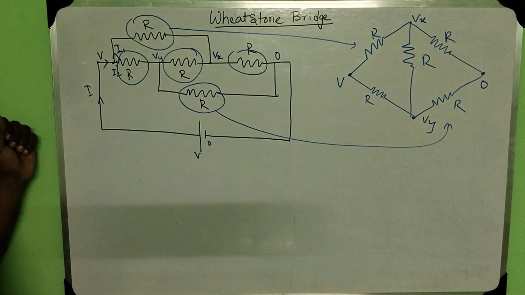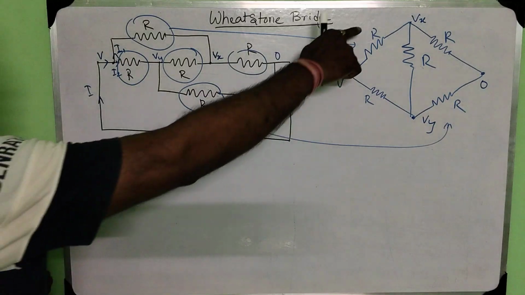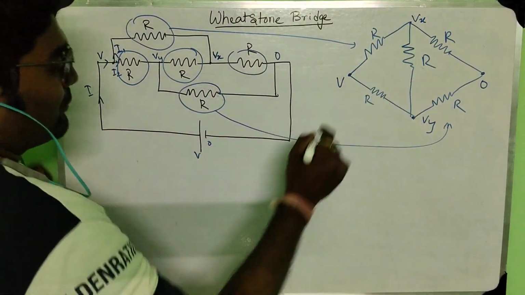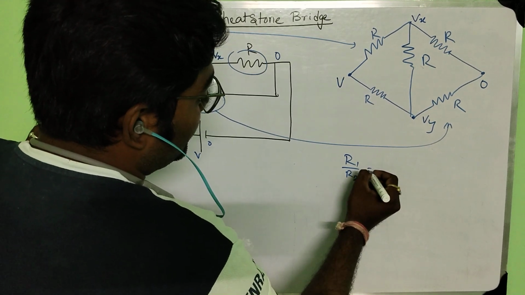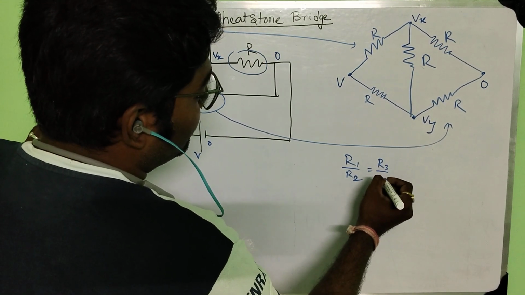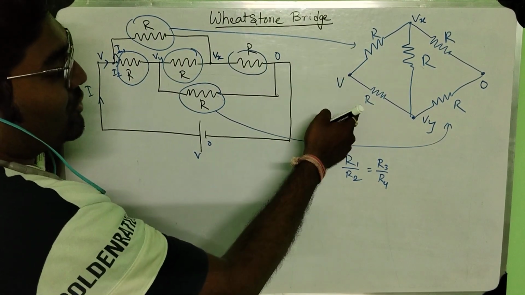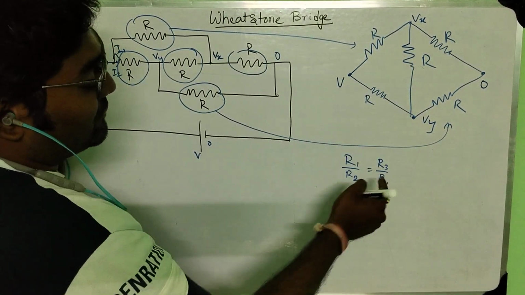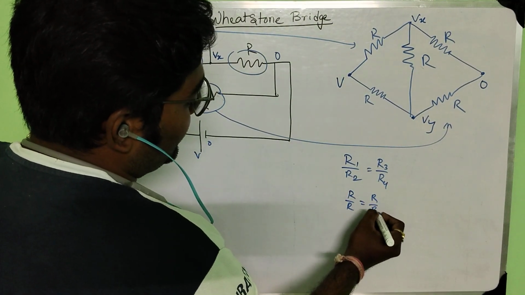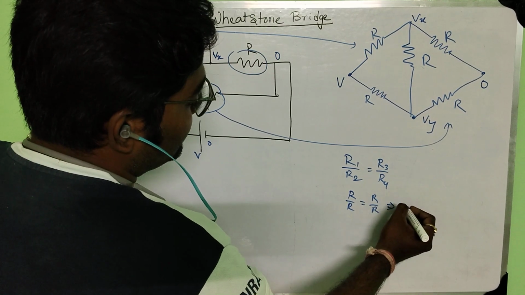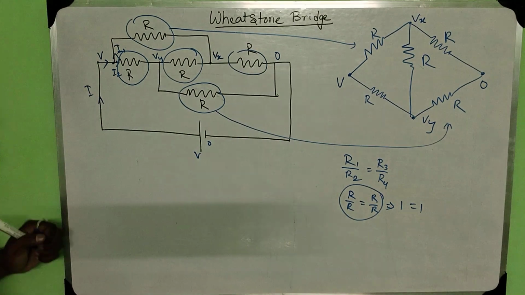Now it looks like a Wheatstone bridge circuit. Here R1 by R2 equals R3 by R4, which is what the Wheatstone bridge condition says. Now R1 is R, R2 is R, R3 is R, and R4 is R. So R by R equals R by R, that means 1 equals 1, so the relation is valid.